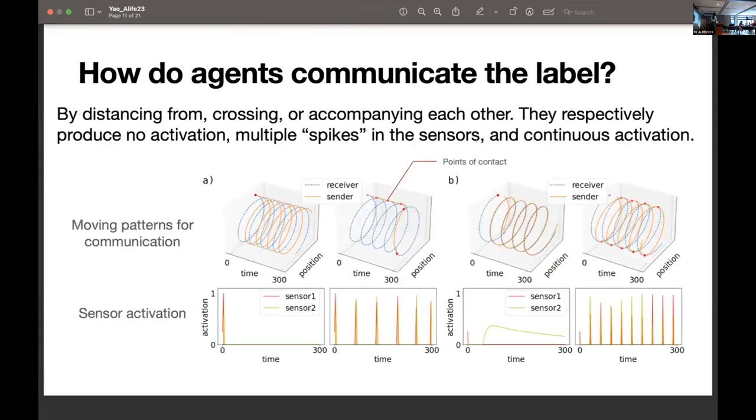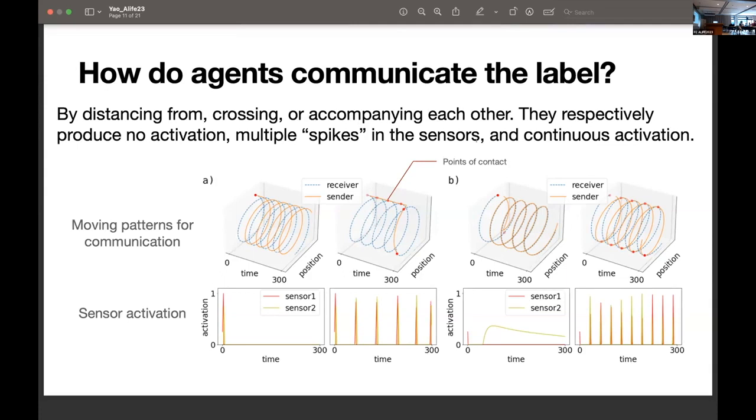So how do the agents communicate the label? Here I plot several 3D graphs. It is the positions of the 2 agents extended in time. And we can see several patterns here. So first is that the 2 agents keep their distance from each other all over the time. So it produces no activation in the sensors.